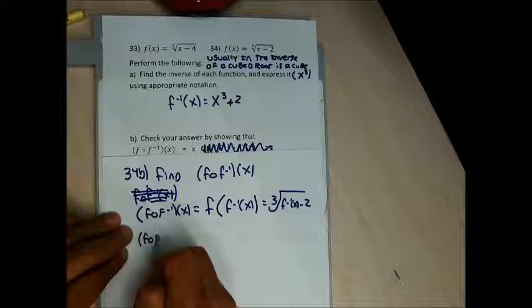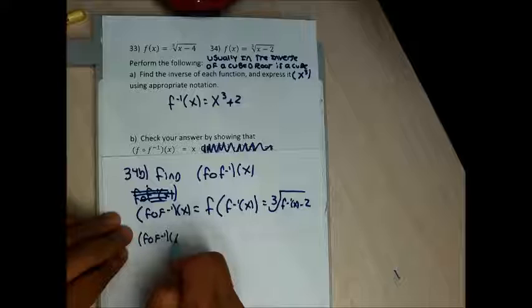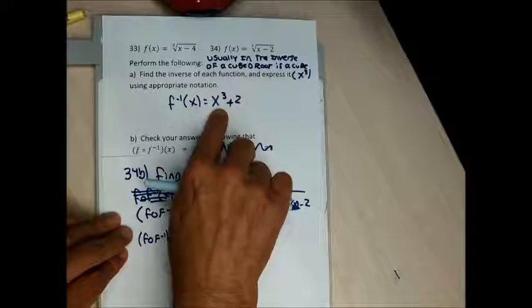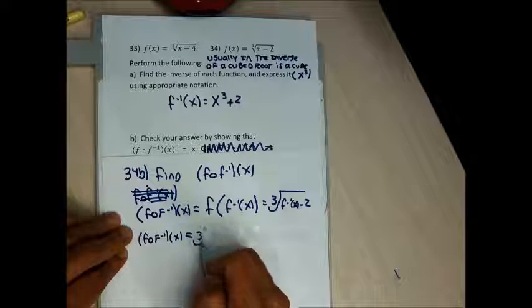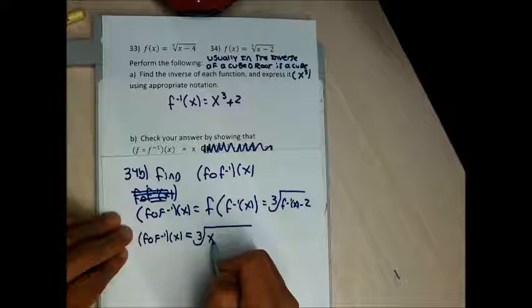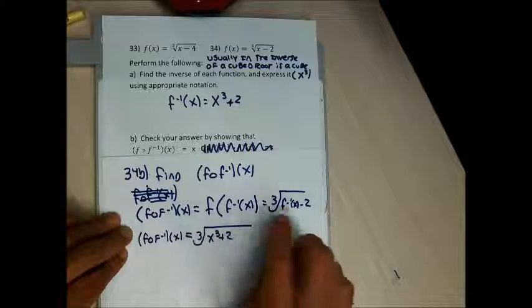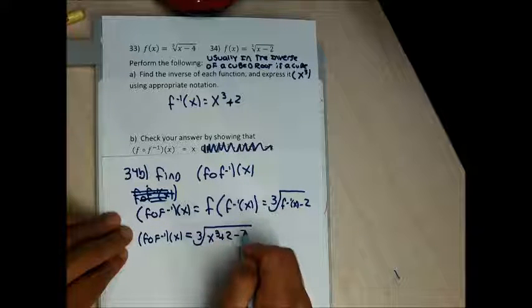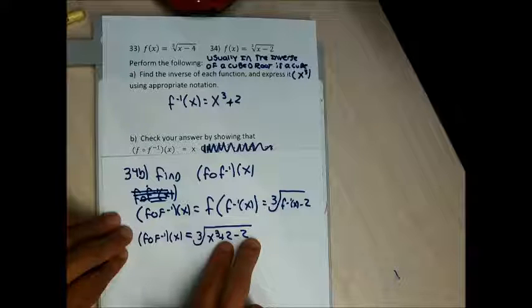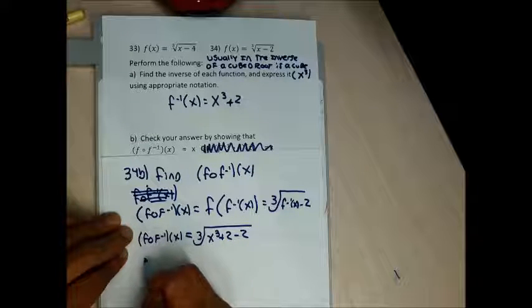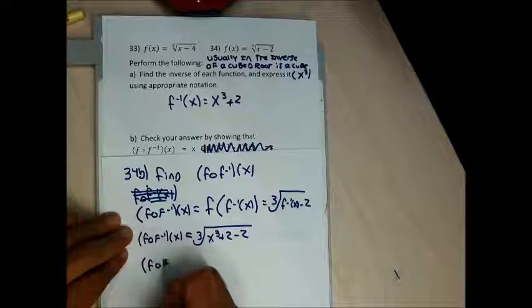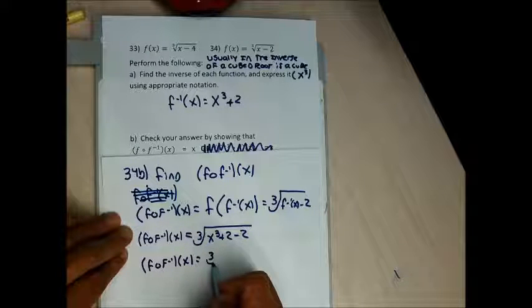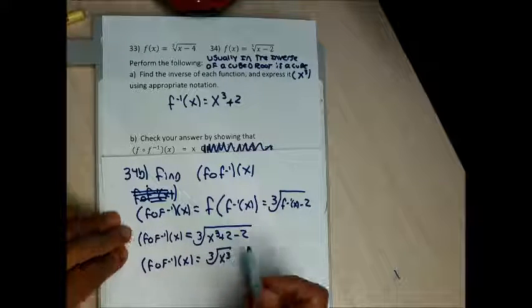Now I'm going to go f composed with f inverse of x equals the cube root of, and I'm going to change that to x cubed plus 2. So it's going to be the cube root of x cubed plus 2, and I still have the minus 2. Under the radical now, the 2's cancel. I get f composed with f inverse of x equals the cube root of x cubed.